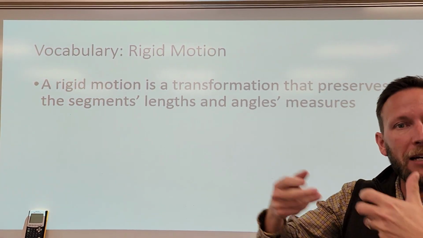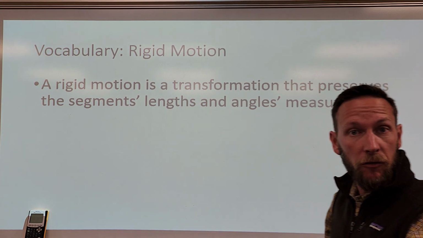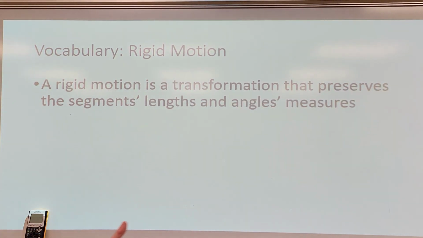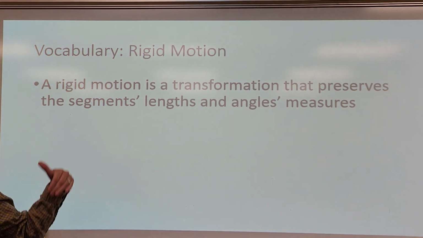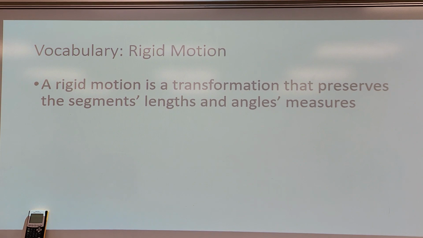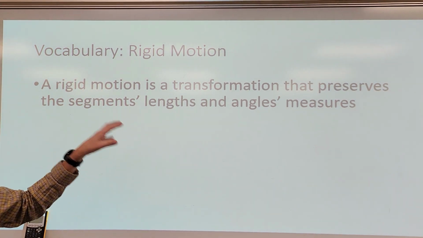It's still the same size, it's still the same shape, all the angles are the same measure, all the sides, all the segments are going to remain the same length. They're not going to be changing when we move the figure, all right? Or when we reflect it, when we translate it, when we rotate it, or do any combination therein. So a rigid motion maintains the size and shape of the figure.